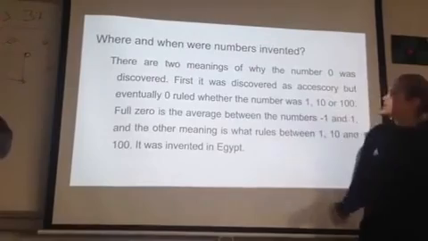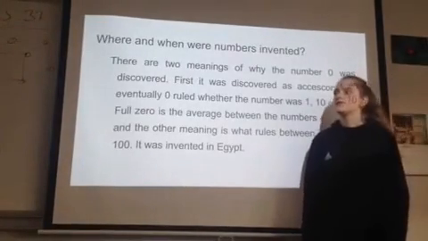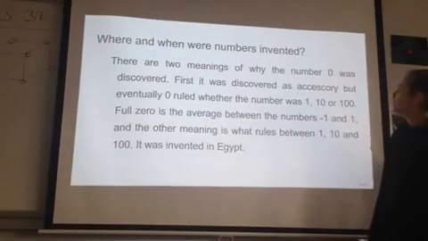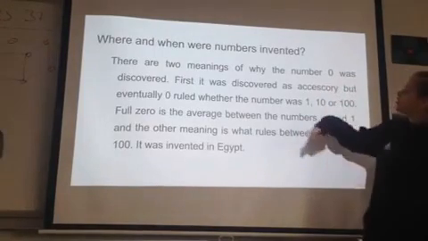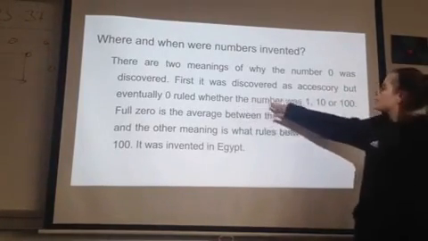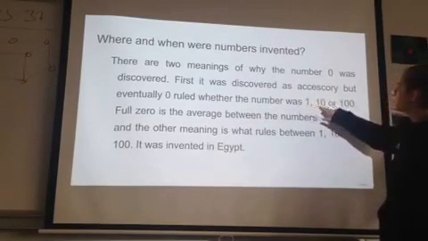Zero was discovered and it was used as an accessory, but later on it was used to rule whether the number was 1, 10 or 100.